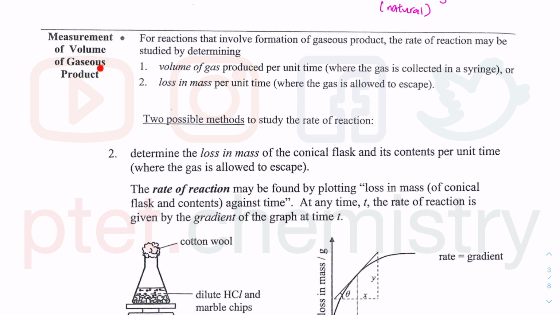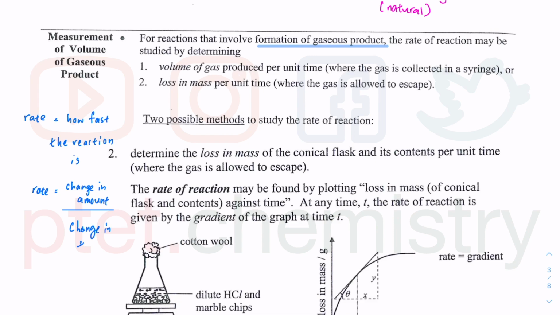When you have reactions that produce gaseous product, how can you study the rate of reaction? Just to remind you, rate is to do with how fast the reaction is going. Of course, mathematically speaking, we will be looking at the change in the amount. So rate is just the change in amount over change in time. So amount could be the mass of the reactants that are being used up, or it could be the volume of your products that you are forming, and this is over the change in time.